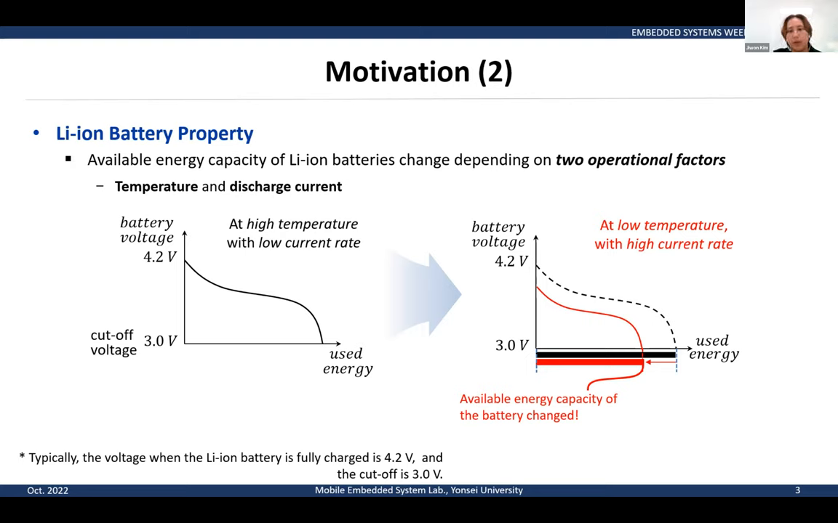And the graph on the right shows the battery voltage when discharging at a low temperature with high discharge current. The important thing is that the lower the temperature and the higher the discharge current, the greater the voltage drop. This leads to a decrease in the available energy of the battery.